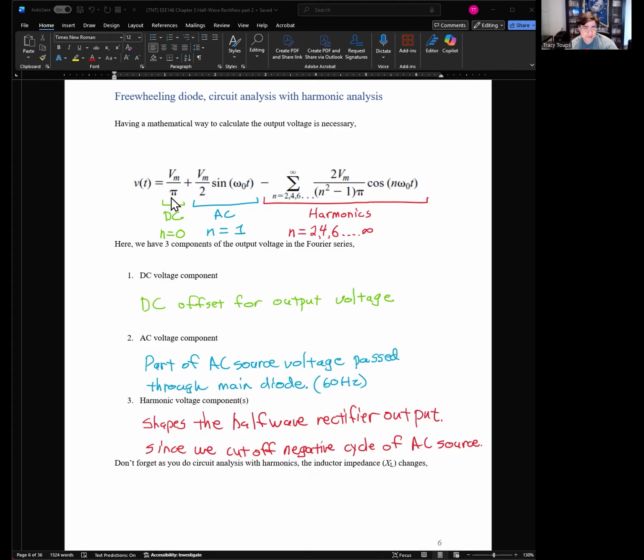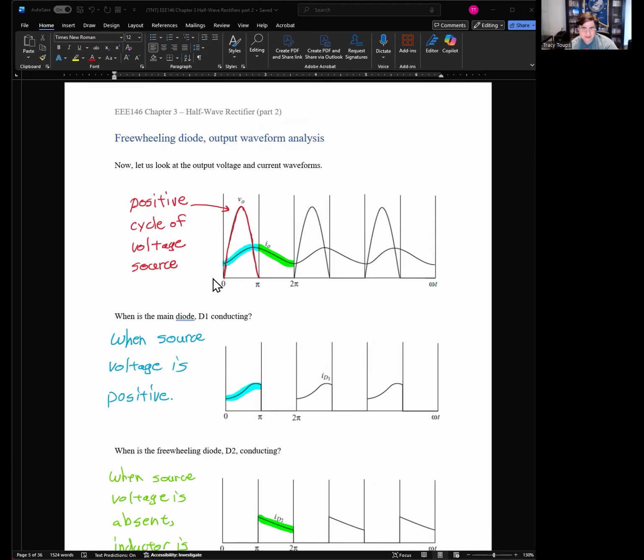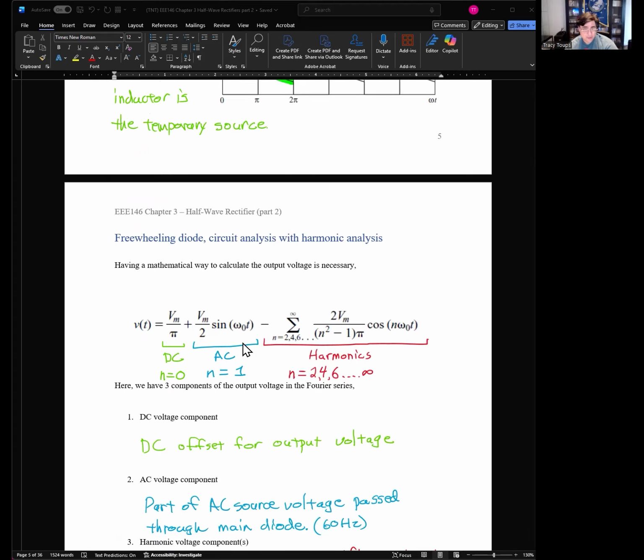You'll have a DC offset, which you can calculate as Vm over pi, right? And I like to say this is n equals 0, meaning it's no harmonic, it's just a DC component. Then you got your fundamental harmonic, Vm over 2 sine omega t. This is just your 60 hertz signal, your basic AC waveform. If you go up here, you can imagine that this waveform right here is your n equals 1. Now, if it's a purely sine wave, you're going to have a negative cycle right here. We have to subtract the negative cycle away, and that's how we're going to use harmonics.